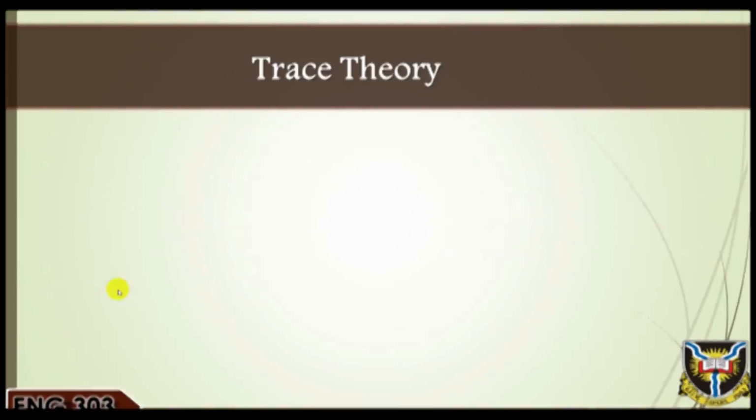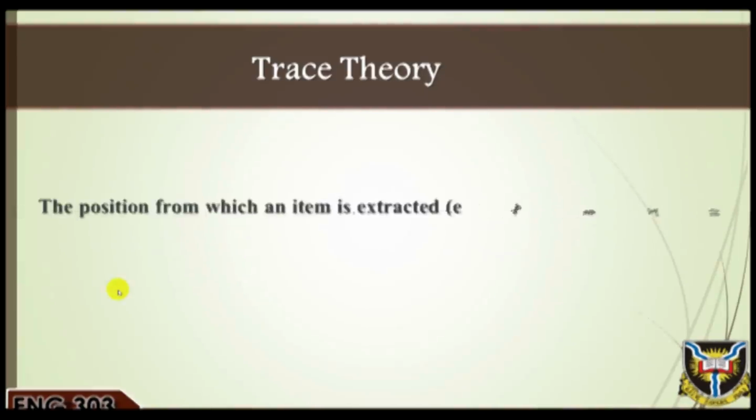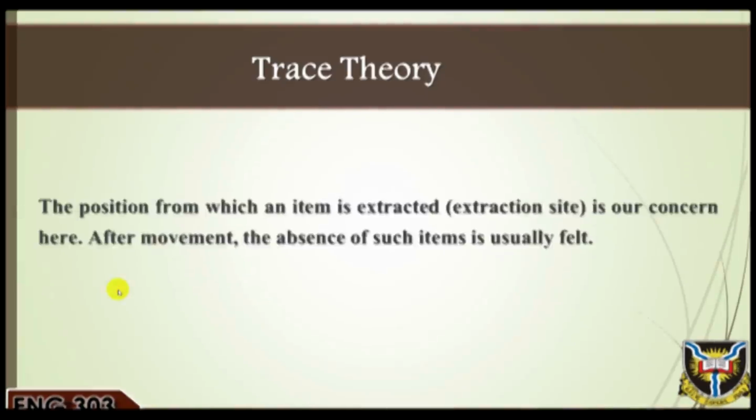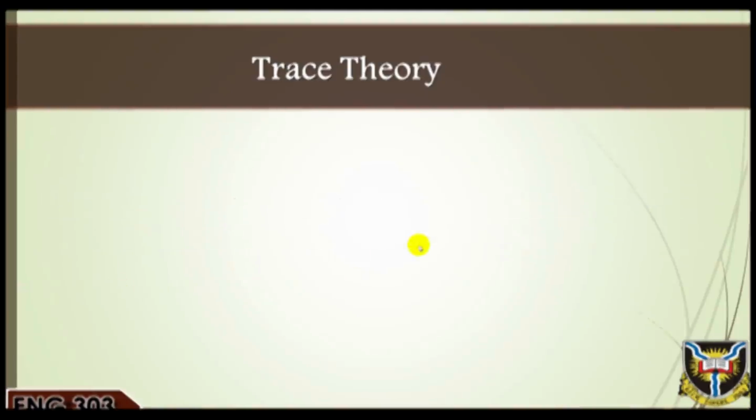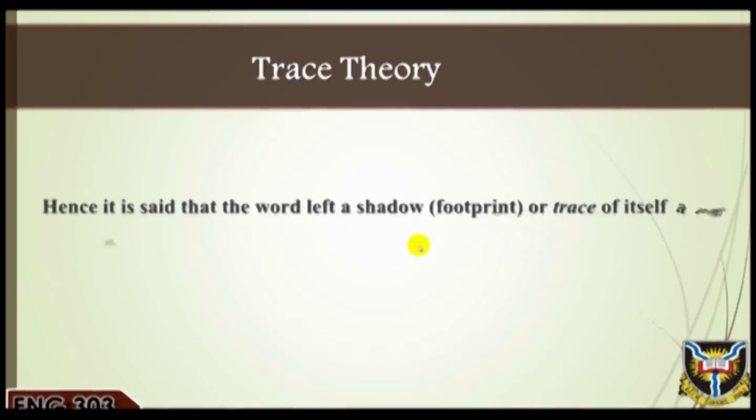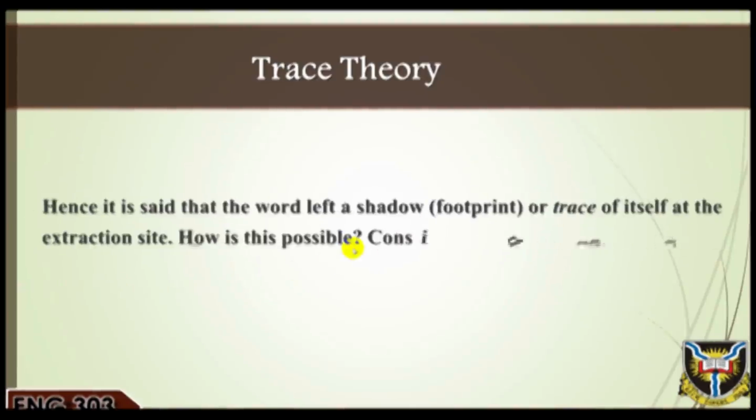The position from which an item is extracted, the extraction site, is our concern here. After movement, the absence of such items is usually felt. Hence, it is said that the word left a shadow, footprint, or trace of itself at the extraction site. How is this possible? Consider the example below.